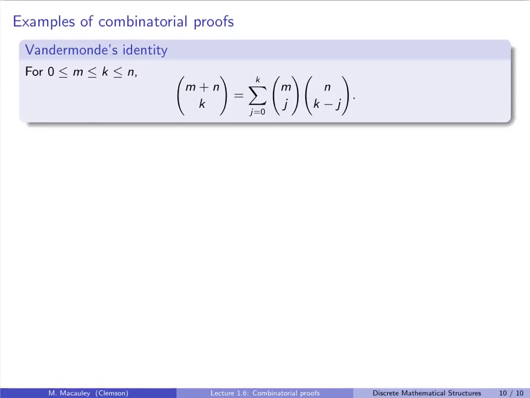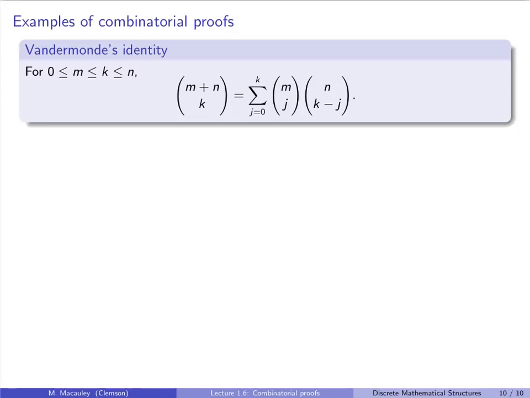It says that m plus n choose k is the sum from j equals 0 up to k of m choose j times n choose k minus j. It's not at all clear looking at this what this is really saying or doing, why this should be true. So this is where the combinatorial proof will actually help us understand what this is saying.